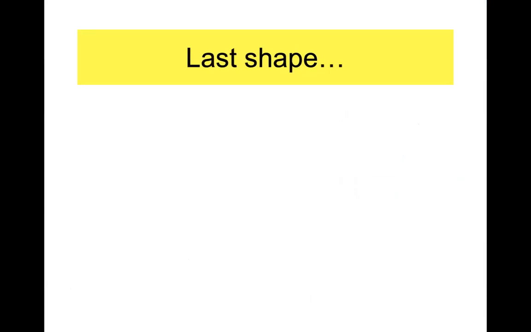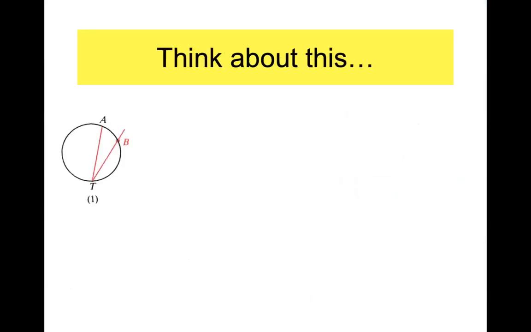All right, I said 5 shapes, last shape. So think about this. I've got an inscribed angle T, and for some reason, point B is highlighted red. If that was the shape we have, then angle T would be equal to half of arc AB.